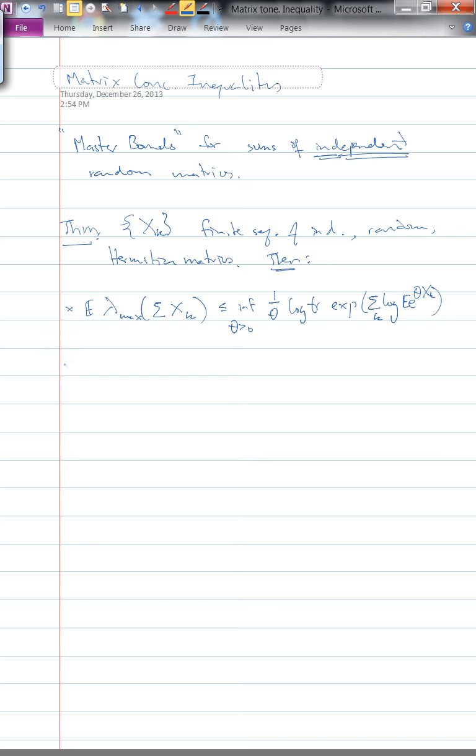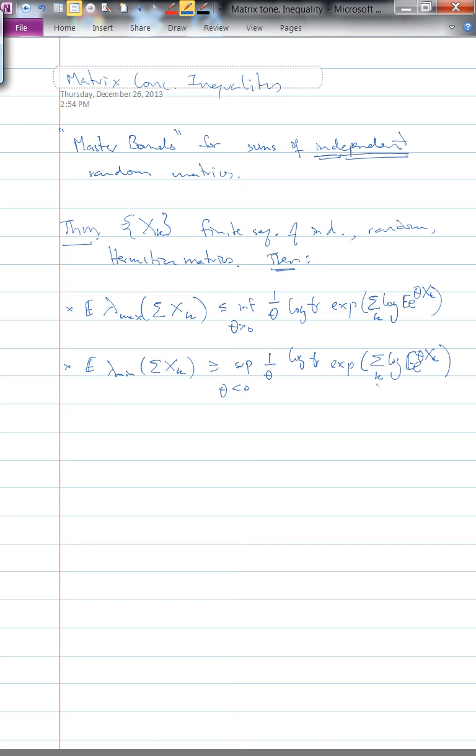And similarly, we get our lower bounds: lambda min of the sum of xk's is greater than or equal to the supremum over negative theta of 1 over theta log trace exp of the sum over k of log of the expected value of e to the theta xk. And we also have analogous bounds for the probability of the tails. But since I wrote this down last time, I won't repeat it right now.